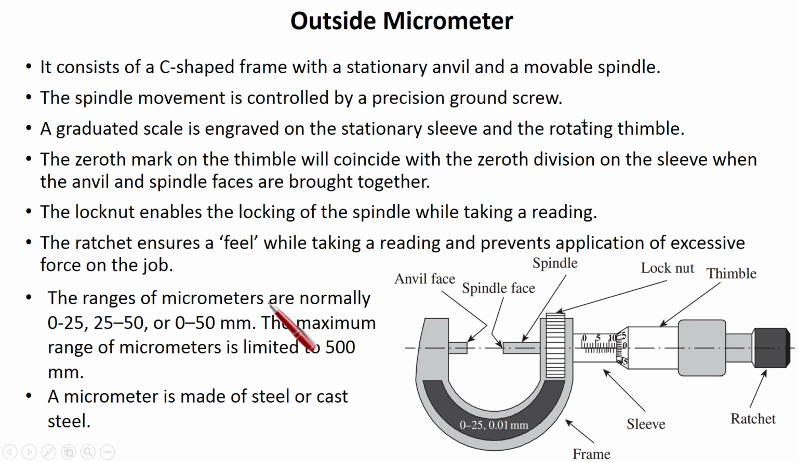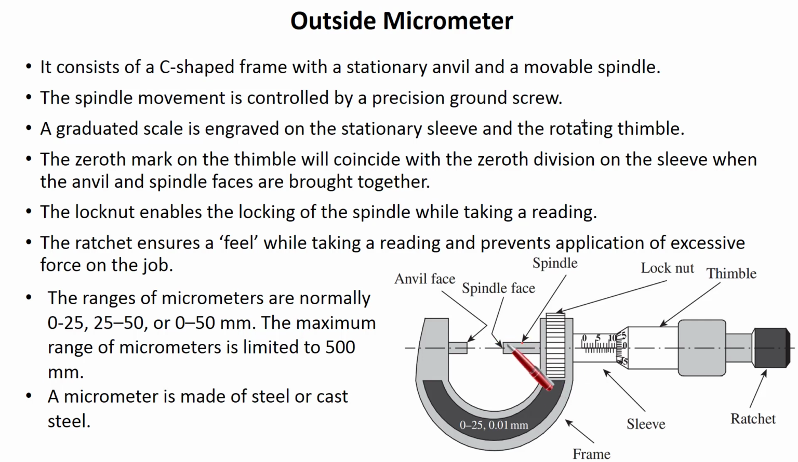Now there are many types of micrometer: outside micrometer, inside micrometer. We'll talk about the outside micrometer. If we look at its construction, it will have a C-shaped frame with an anvil and a spindle. There is the anvil and this is the spindle. The anvil is the fixed one, and the spindle is the movable one. Clear? So, C frame, anvil, spindle.